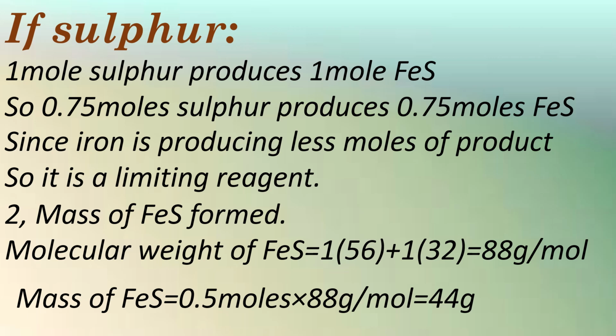Now, because iron is the limiting reagent, since iron is producing fewer moles of product, and since iron is producing 0.5 moles FeS, we will calculate the mass of FeS using 0.5 moles, because 0.5 moles is less than 0.75 moles. Mass of FeS is 0.5 mole multiplied by 88 gram per mole, which is the molecular weight of FeS. After solving, the mass of FeS is calculated to be 44 grams. So we have calculated the mass of FeS formed.